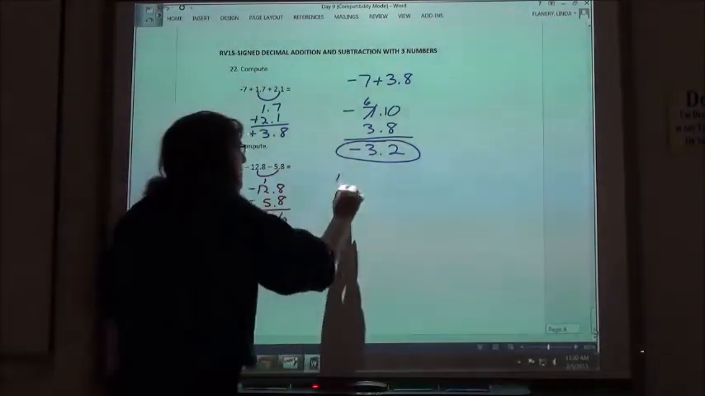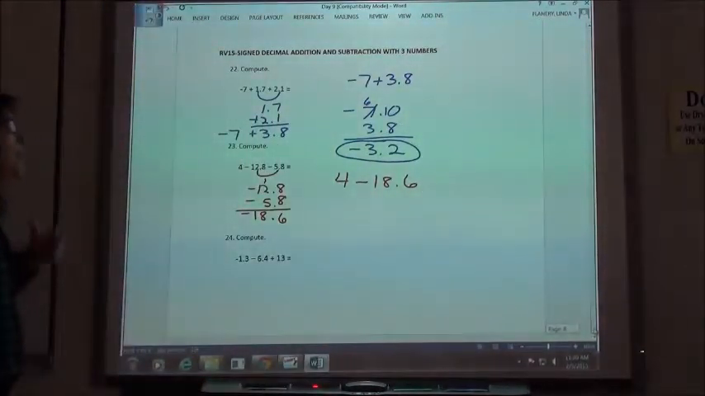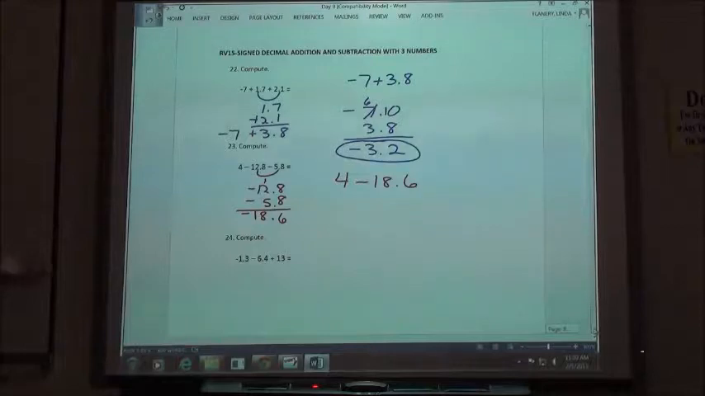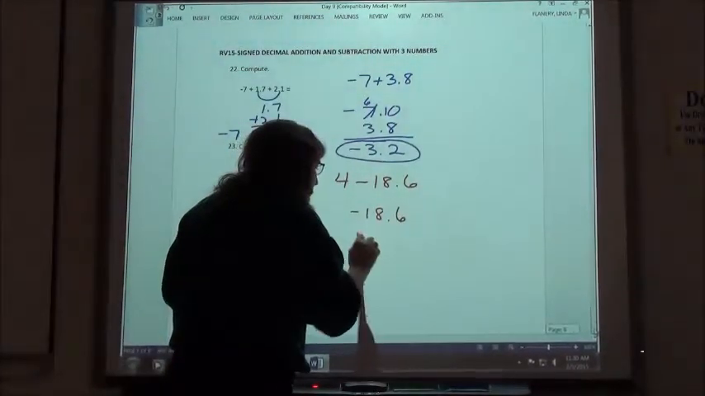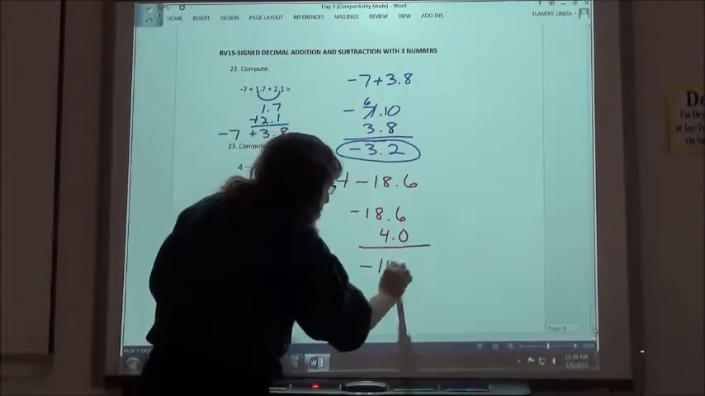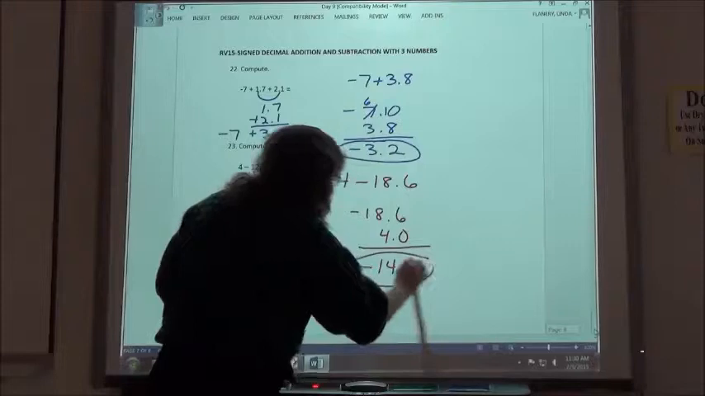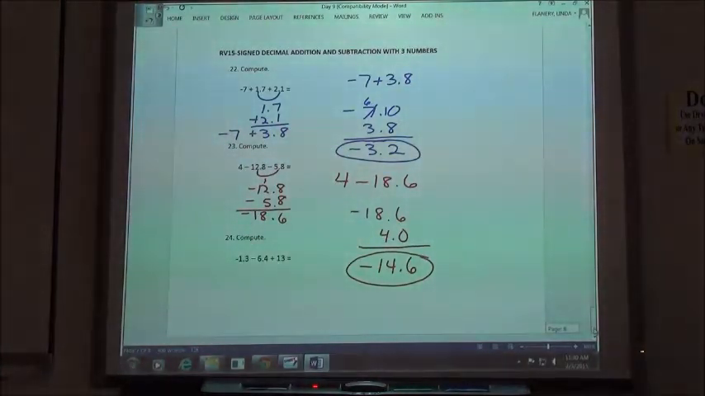So now I have 4 minus 18.6. Again, my rule is to subtract and take the sign of the larger one, but I'm going to take the bigger number and subtract the smaller one, so I'm going to get -14.6 when I subtract and take the sign of the larger number. The larger one was negative.